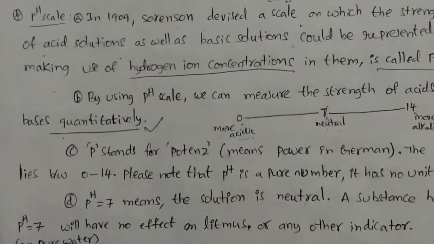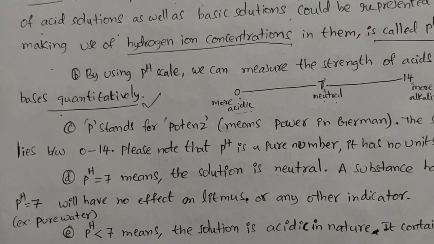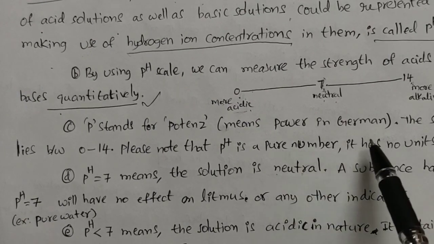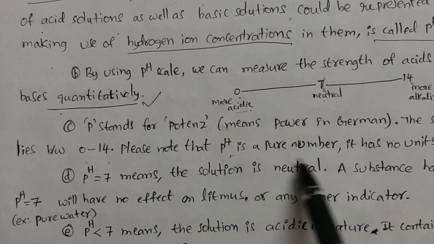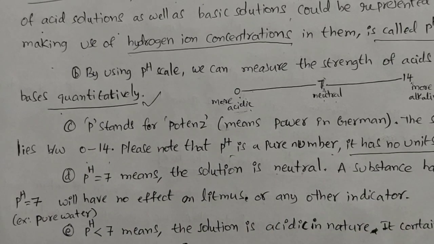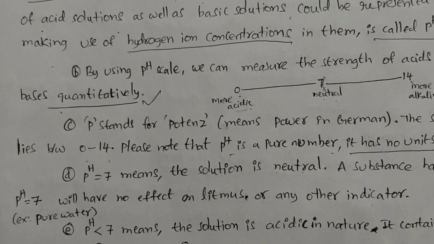In pH, P stands for potenz. Potenz means power in the German language. So, power of H plus ions. The pH scale lies between 0 to 14. Please note that pH is a pure number. It has no units, right? Because it's a number. This number helps us to measure the strength of an acid or a base in a quantitative way, not a qualitative way.